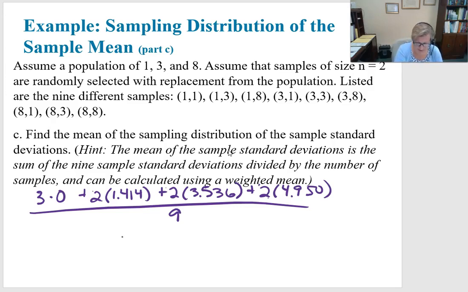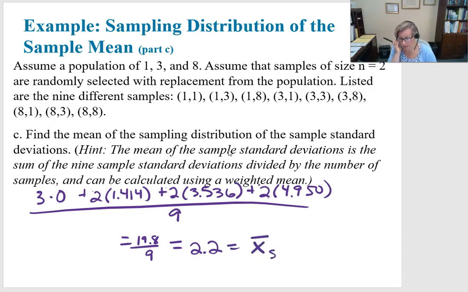So put that on my calculator. The numerator is 19.8. I'm going to divide that by 9, and that's going to give me 2.2. So that means my x bar of, and I'm going to put a little lowercase s there to tell you that that's the mean of my standard deviations for this problem. Okay, so we've calculated all the stuff.